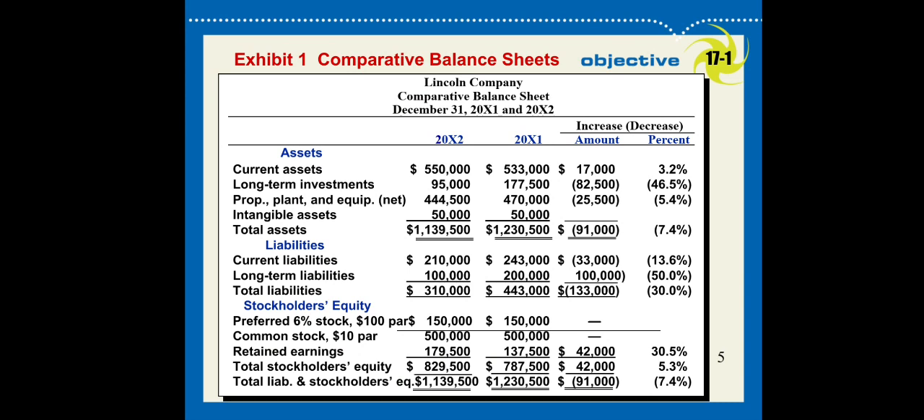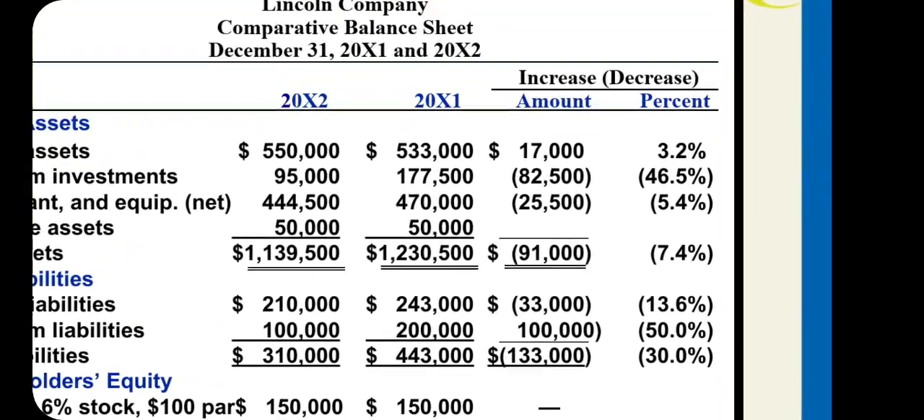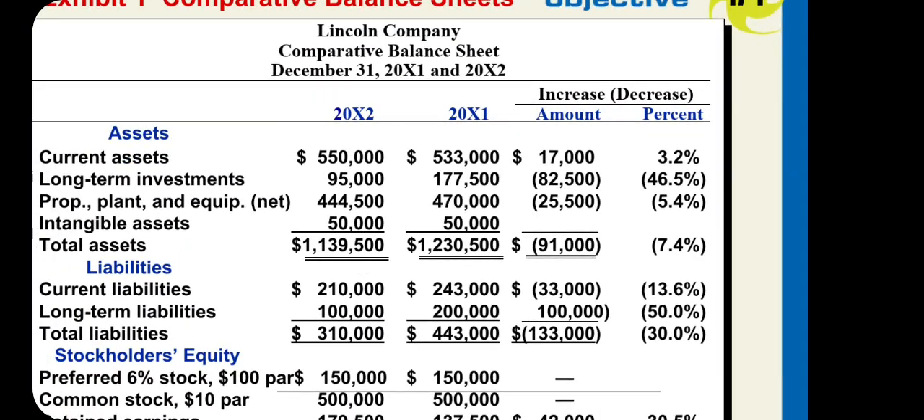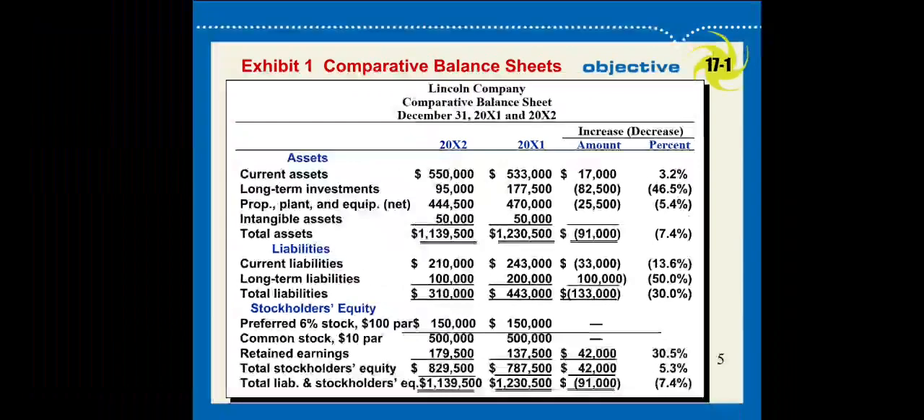$550,000 minus $533,000. So the increment is 17,000. And then the percentage of increment is 3.2%. How to calculate that? 17,000 divided by the previous year data, 533,000. So you will get 3.2%.